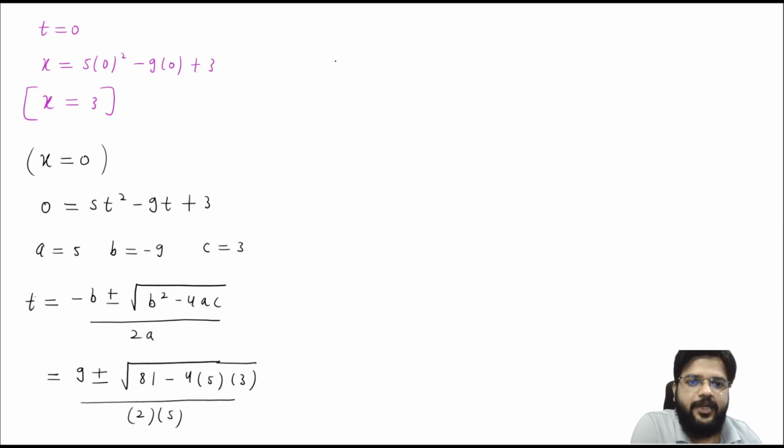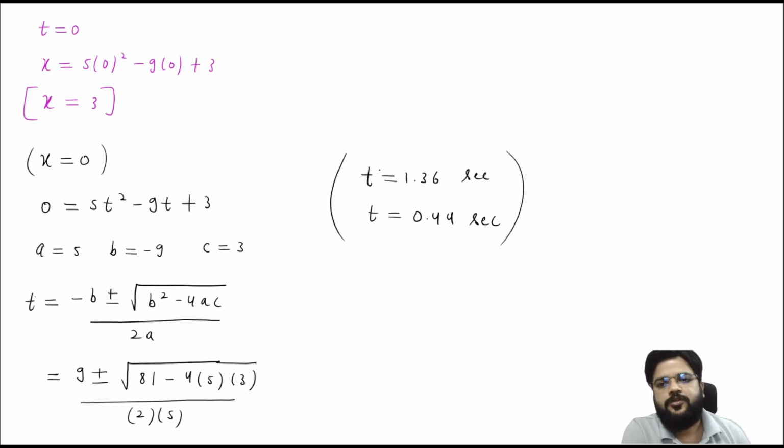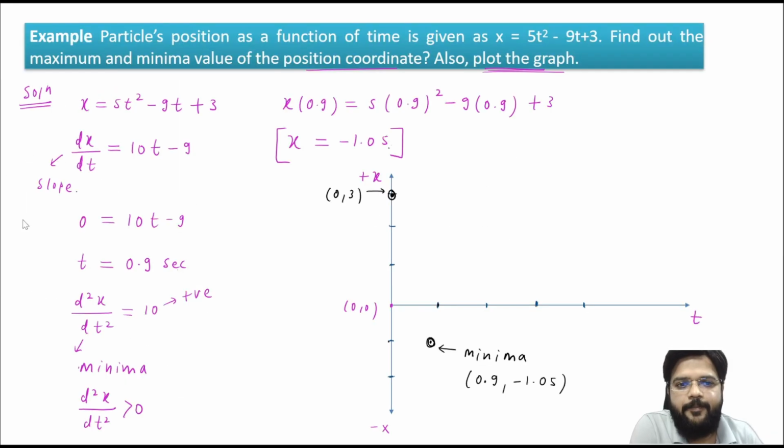So now simplify this, then you will get two t values. After simplification, what you will get everyone? I think we will get 1.36. After simplification, you will get t equal to 1.36, and the second value you will get is 0.44, correct? So when x equal to 0, then t equal to 1.36 and 0.44 seconds. So two times we are getting x equal to 0 everyone.